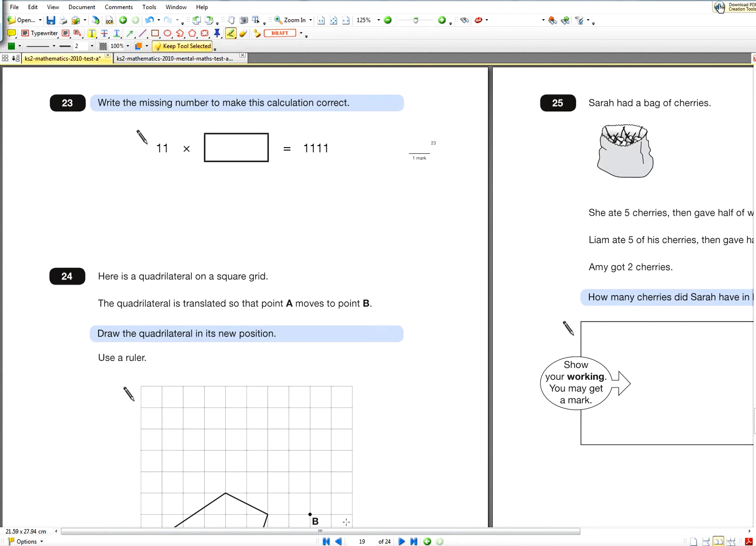Okay, write the missing number to make this calculation correct. Times by 11 is... so we divide by 11. If you do the bus stop technique: how many 11s in 1? Zero, remainder 1. How many 11s in 11? 1. How many 11s in 1? Nothing, remainder 1. How many 11s in the other 11? 1. So the final answer for that one is 101. Lovely. Job done.